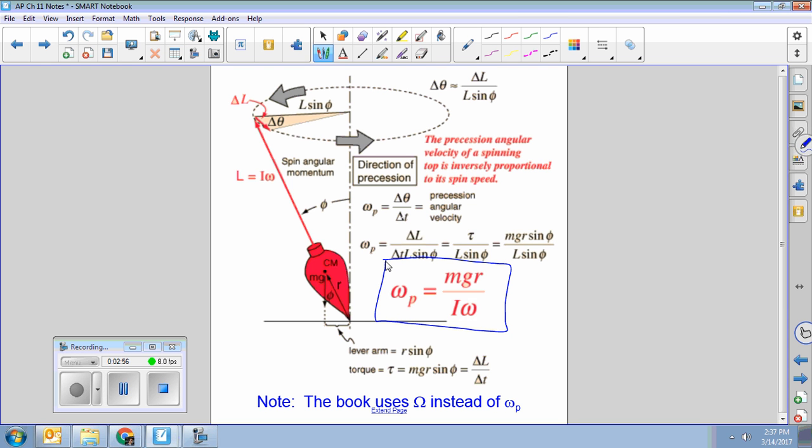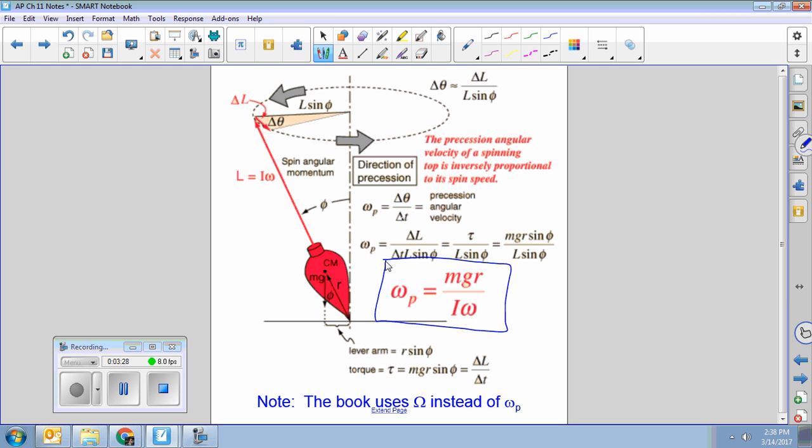All right. And then a quick comment. I like this notation better, using omega p as the angular velocity of the precession. The book uses the Greek letter omega though. It's the same equation, but they use the capital letter omega instead of omega p. Good? Okay, cool. And I think there's one problem in the homework where you use this equation, and it's literally just you're given all these values and you plug them in, and it works.